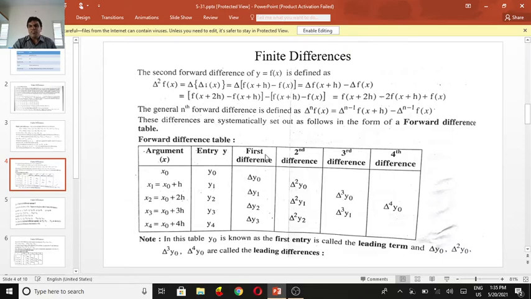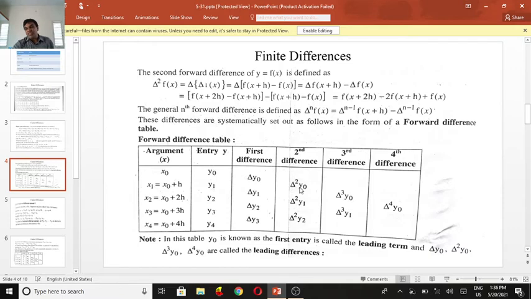So if we take the differences, the first difference is y1 minus y0, which I denote as delta y0. If we come to the entries, the differences are simply denoted by delta y0. The difference y2 minus y1 is delta y1, the difference y3 minus y2 is delta y2, and the difference y4 minus y3 is delta y3. So this is the first difference.